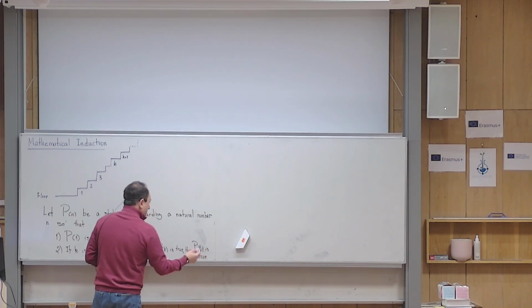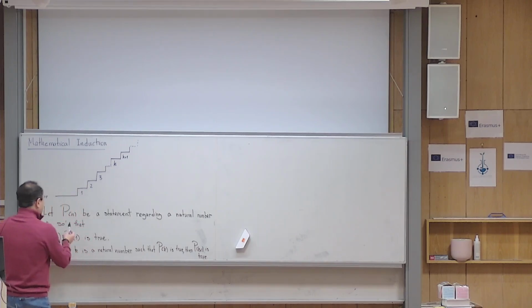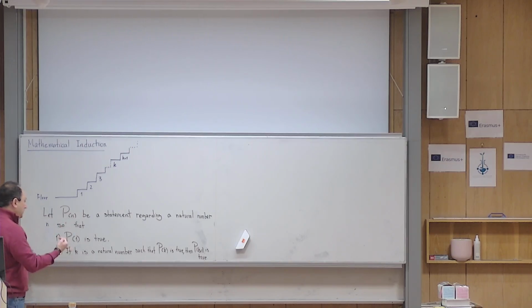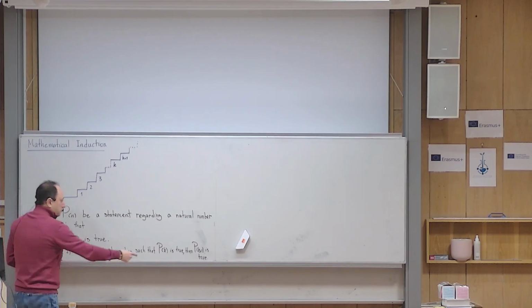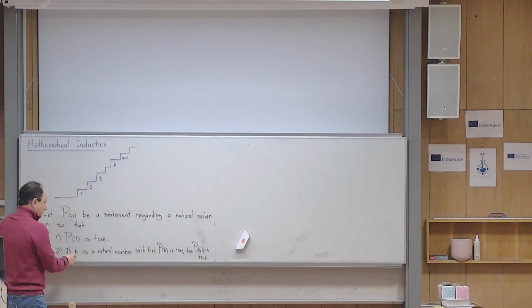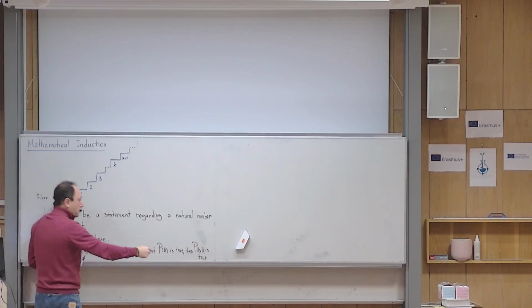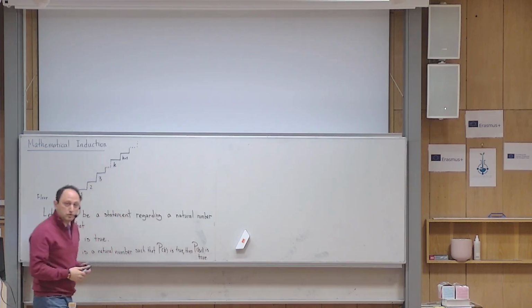Okay, so let us imagine. P of n is a statement regarding a natural number. I'm telling you something about natural number n. But when you check this statement for n equals 1, you realize that it becomes a true statement. And the second thing is that if P of k is true for a given natural number k, you realize that the same statement for the next number, k plus 1, is also true.